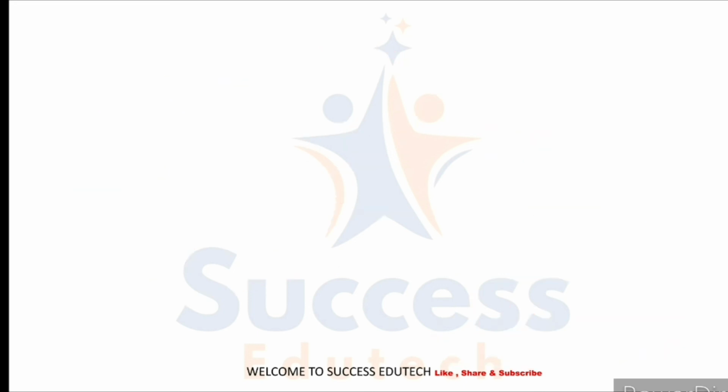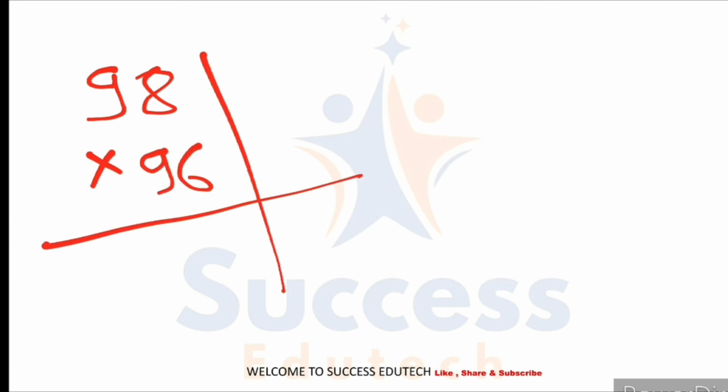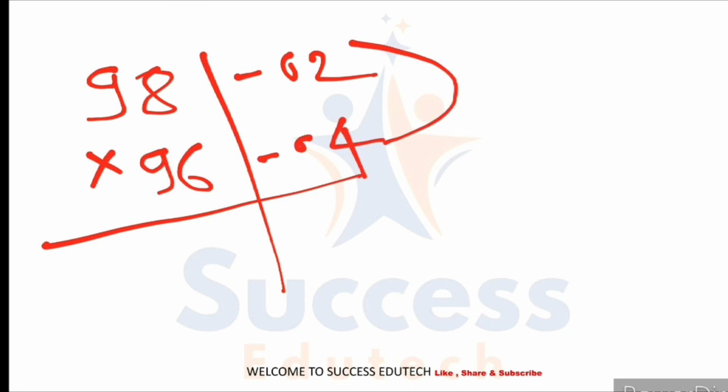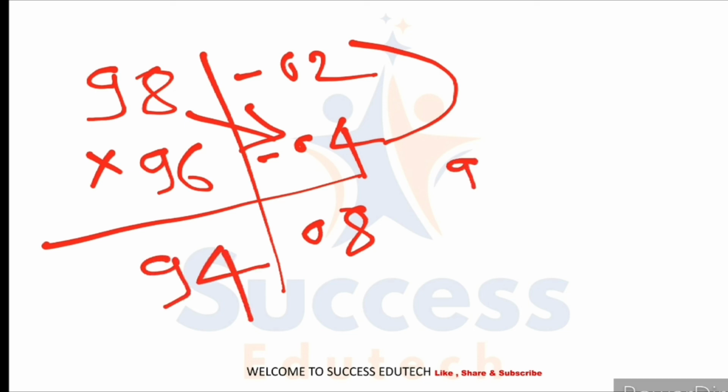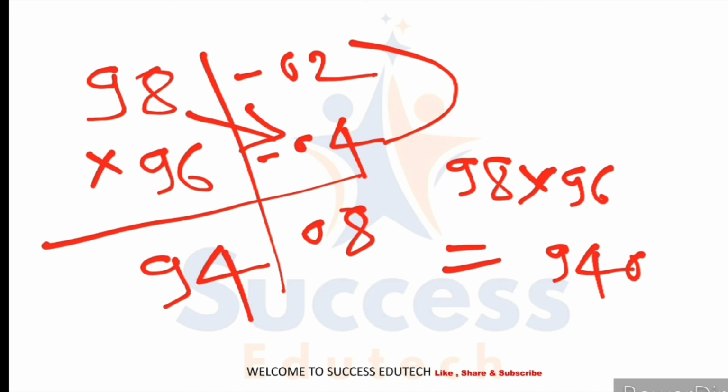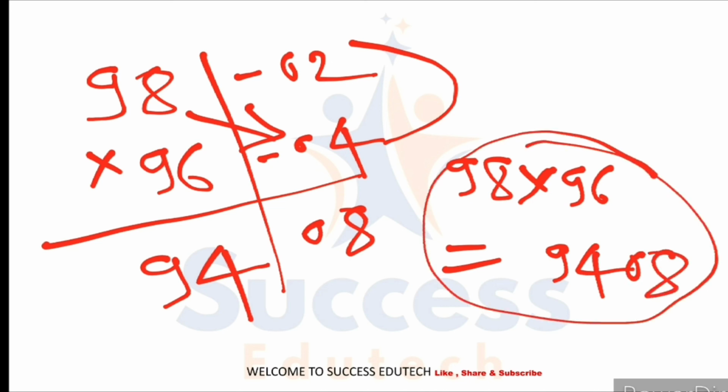Now try another one, that is 98 multiplied by 96. How much less than 100? Minus 2. How much less than 100? Minus 4. So I simply multiply, 2 fours are 08, and subtract 4 from 98, we get the same answer, that is 94. So my answer becomes 98 multiplied by 96 equal to 9408. This is your base 100 calculation.